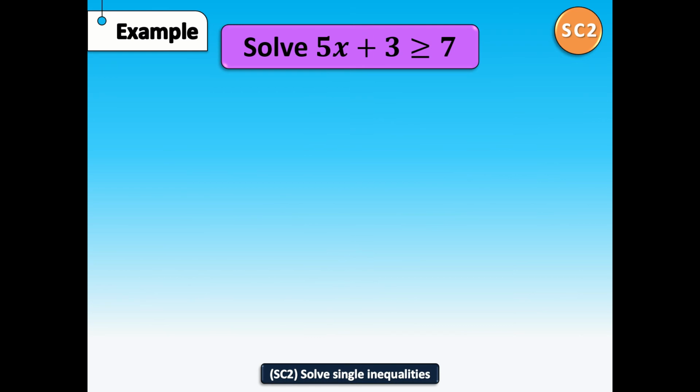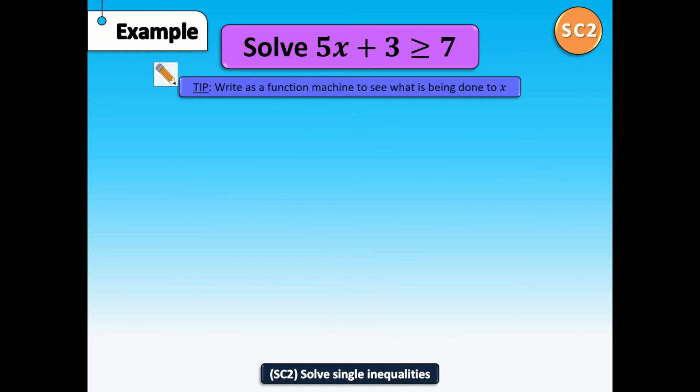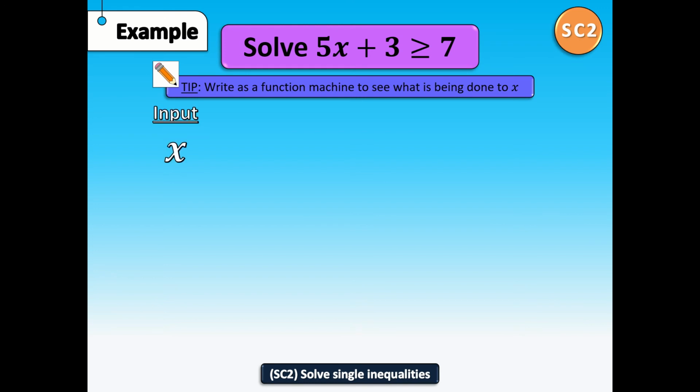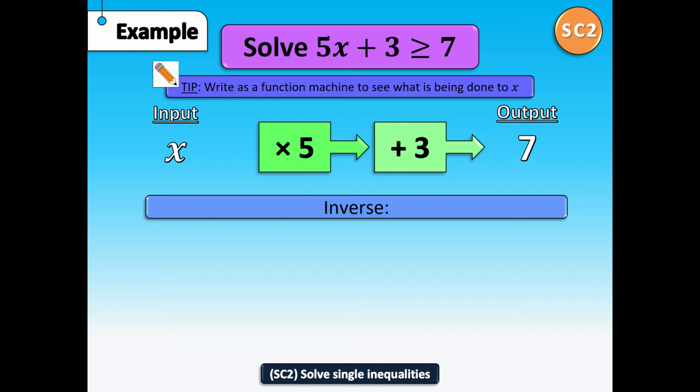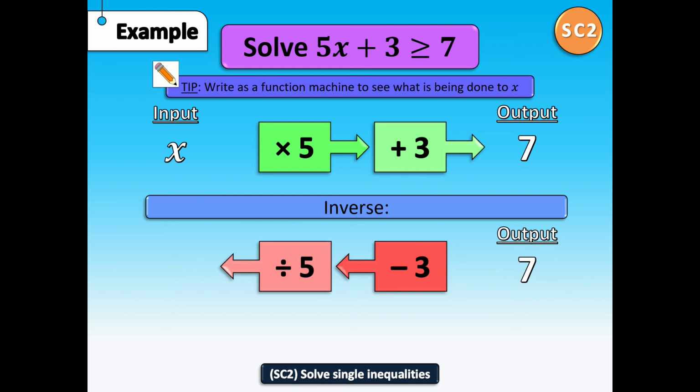So here's an inequality for us to solve. We set up a function machine and say what is being done to x. We've got x, we're timesing it by 5, we're adding 3, and we get 7. So we need to work backwards doing the opposite. This is known as the inverse. So we start with 7. The opposite of adding 3 is taking away 3, and the opposite of timesing by 5 is dividing by 5.